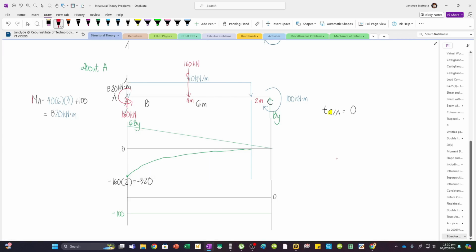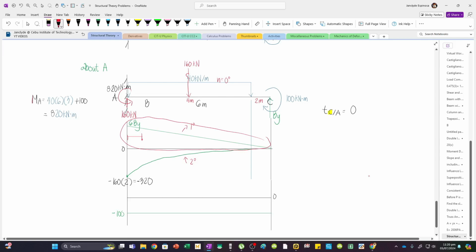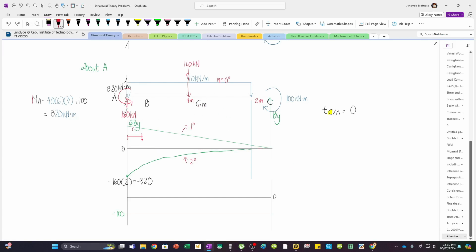So, we need to take moments about C, and so we first need to establish the centroids of the figures. For 6BY, this is just a triangle with a degree of 1. This has a degree of 2, again, because 0 degrees plus 2 for the moment. Now, this centroid: what is the base of this triangle? It's the whole span of the beam, which is 6 meters. So we have 1/3 of 6.